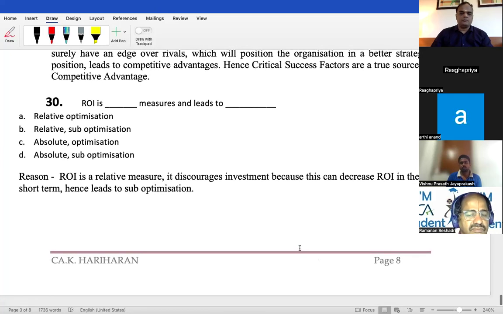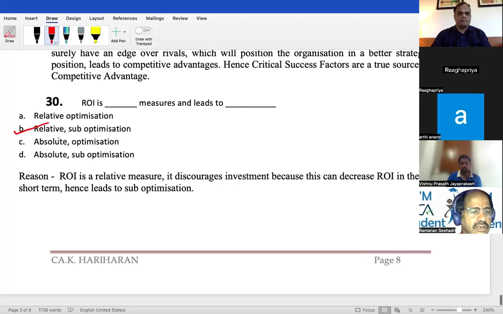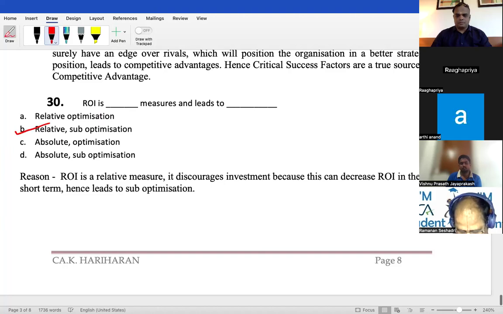Question 30. Return on investment is a dash measure and leads to dash. Option A, relative, optimization. Option B, relative, sub-optimization. Option C, absolute, optimization. Option D, absolute, sub-optimization. ROI is a relative measure and leads to sub-optimization. Good.